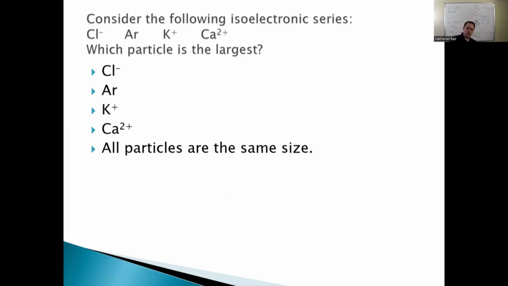This kills 2 birds with 1 stone. Do you understand Aufbau? Do you understand what it means to be isoelectronic? And then can you apply that to periodic trends? I absolutely positively love this question. I want you to try and think through this.